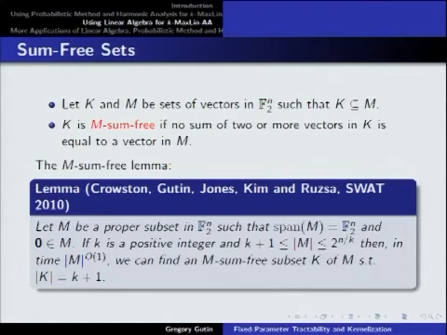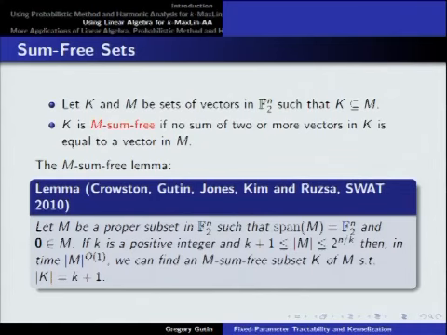So what to do? One thing to do is to consider some free sets. So assume that we have two sets, K is a subset of M, and they are both sets of vectors in F_2^n. K is M-sum-free if no sum of two or more vectors in K is equal to a vector in M. So it's not the usual sum-free notion where you consider only pairs. Here you consider any sums as long as they have at least two summands. So it's more than just the usual sum-free thing.